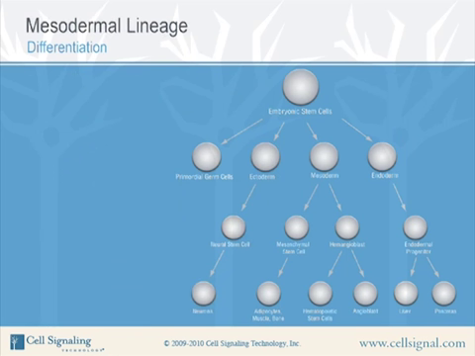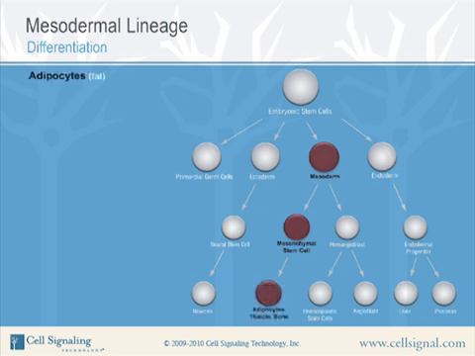Mesodermal lineage. The second of the primary germ layers is the mesoderm. Cells from the mesoderm differentiate along two diverging pathways. The first branch of mesoderm differentiation consists of mesenchymal stem cells. These cells eventually differentiate into adipocytes (fat), myocytes (muscle), osteocytes (bone), and chondrocytes (cartilage).